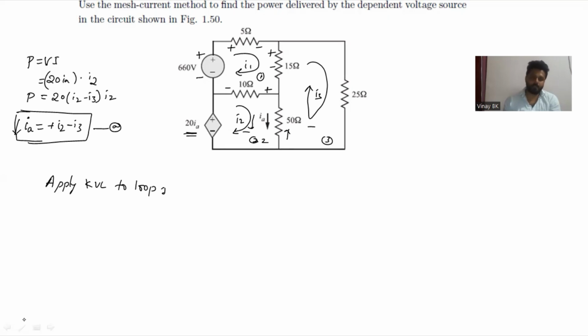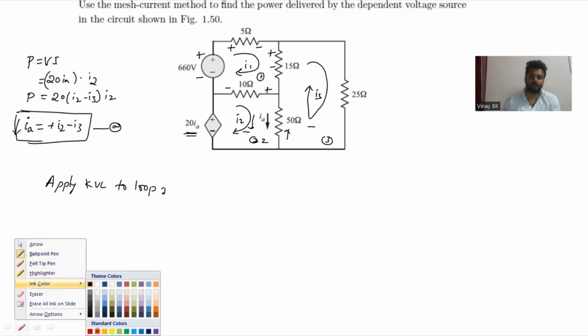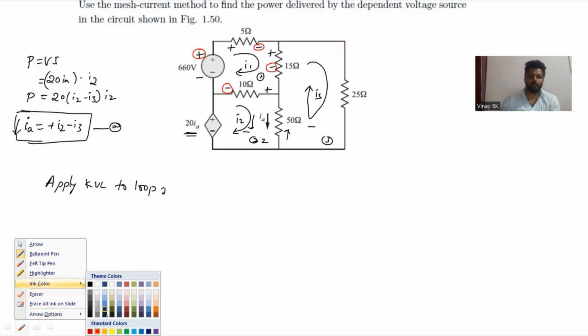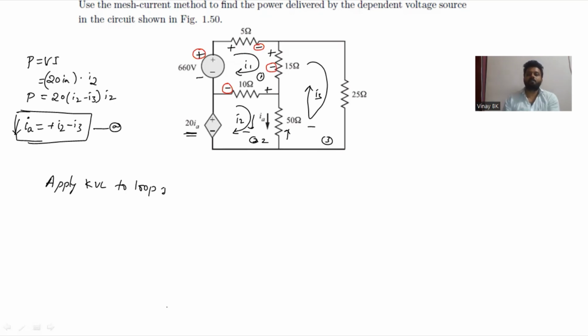So now, based on the direction of the loop, mark the second polarity, or else the first polarity. That is up to you. I am marking the second polarity, so plus minus, minus minus. So the first step, give the direction of current. Second step, mark the polarities based on the direction of current. Third step, mark the second polarity. Then you write the equation for the particular loop.